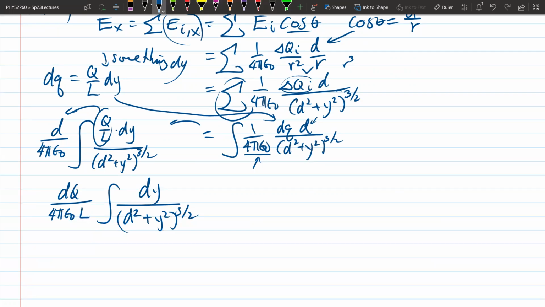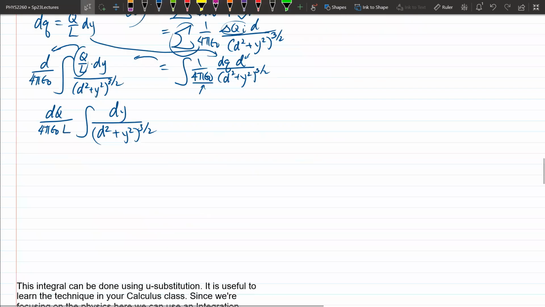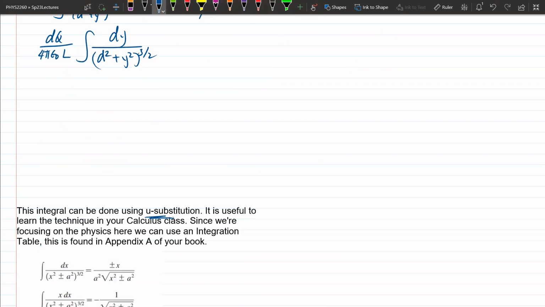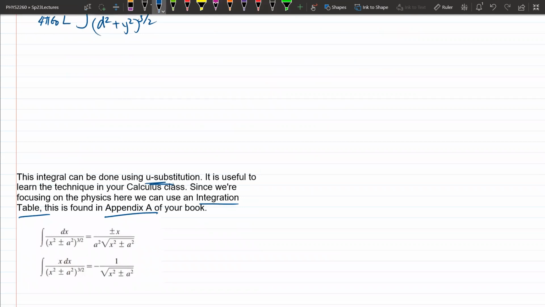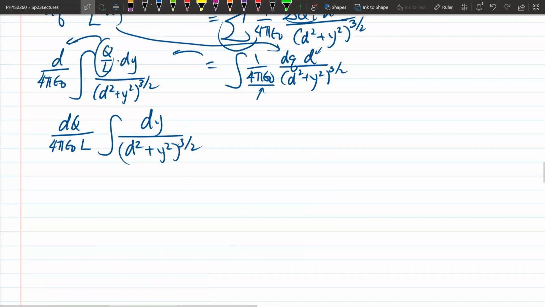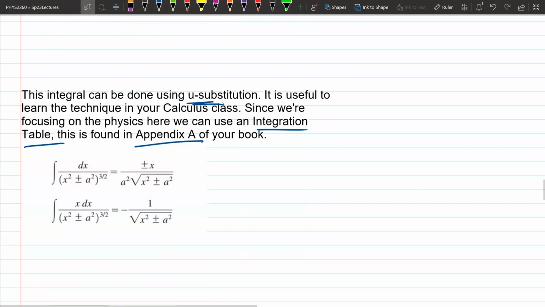Those of you who have taken Calc 2, this is actually done using a method called u-substitution. Does that sound familiar? In this class, you don't have to do that. If we're doing this type of integral, I'm going to give you an integration table, but you have to know how to use it. In Appendix A in your book, you can look this up. For example, if you have an integral in the form of dx over x squared plus or minus a squared, where a is a constant, to the 3/2 power. The reason I'm picking this is because I see there's a 3/2 power going on down here, so we have to deal with it.